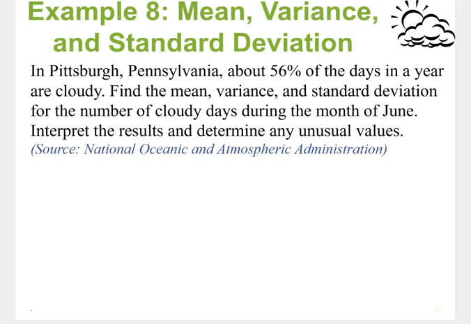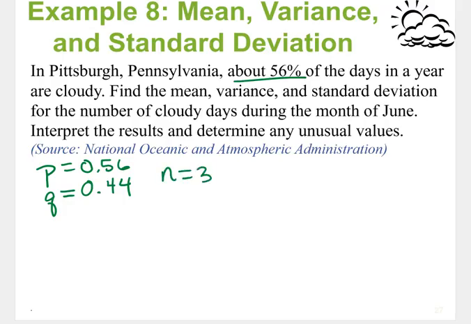So in Pittsburgh, Pennsylvania, about 56% of the days in a year are cloudy. Okay, so that is my P, right? My P is 0.56, which means my Q, which would be a day that it's not cloudy, would be 0.44. All right, find the mean, variance, and standard deviation of the number of cloudy days during the month of June. June has 30 days, so my N would be 30.